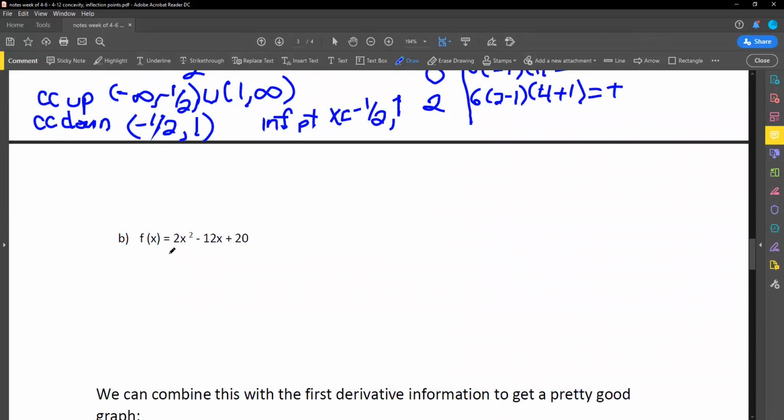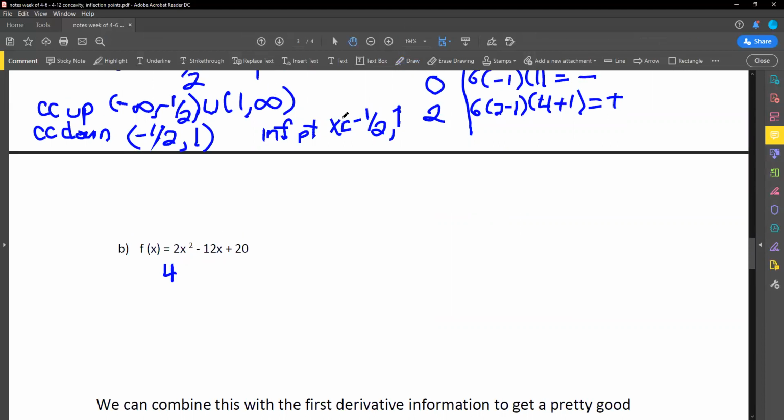Interested in concavity. So if I do this, the first derivative is 4x minus 12, right? And the second derivative would be 4. And you go, but wait, that never equals 0. So what this tells you is that this graph has no inflection points, because there's never a place where the second derivative equals 0. In fact, the second derivative is 4. It's always positive. So this tells me that this graph is concave up for all real numbers.